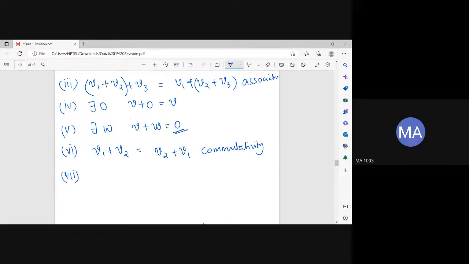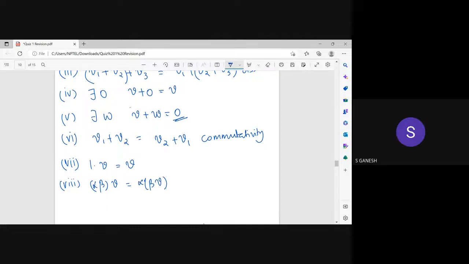The other conditions are 1 times V, where 1 is from the set of all real numbers. You multiply 1 with any vector, you should get back the same vector. And then you do scalar multiplication. Ma'am, in the seventh property, the zero vector is not 0. But 1 is 1, right? Yes, this is the 1 from R. Here you're doing scalar multiplication, and this is from the vector space.